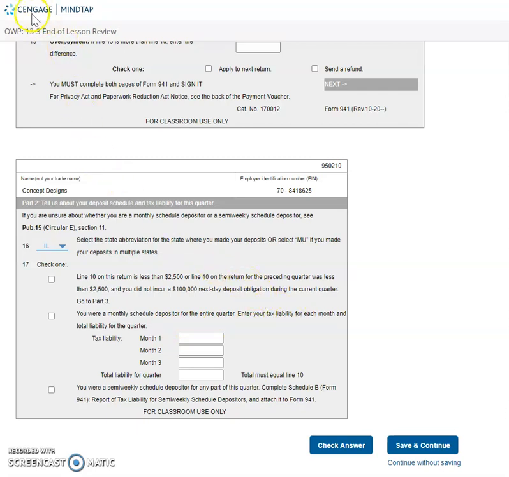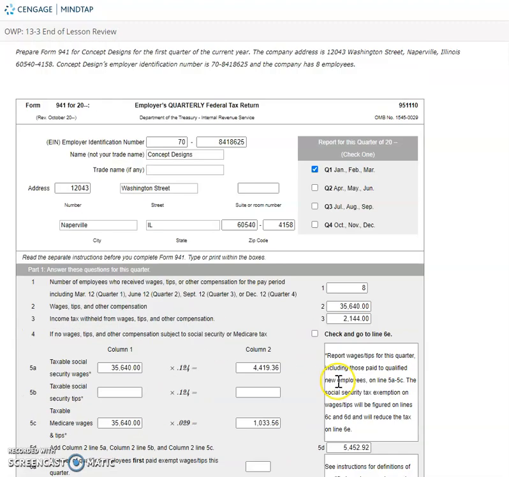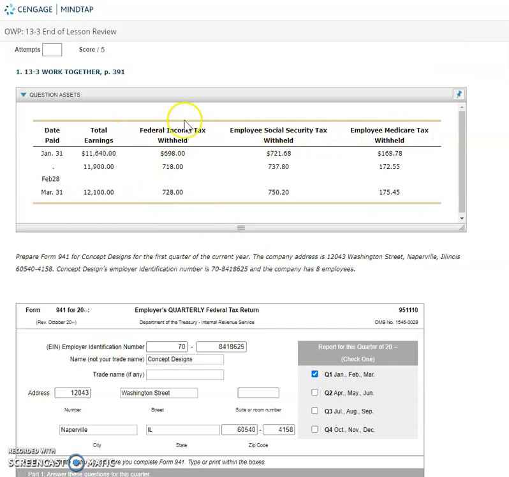Then it says if you were a monthly scheduled depositor for the entire quarter, enter your tax liability for each month and total liability for the quarter. This is where we are going to check. We are a monthly scheduled depositor for the entire quarter. So here it says tax liability, and it's broken down for each month of that quarter. So month 1, 2, and 3. To get these tax liabilities, I need to scroll all the way back up to the top again, and I'm going to be looking at these numbers. Here are my taxes.